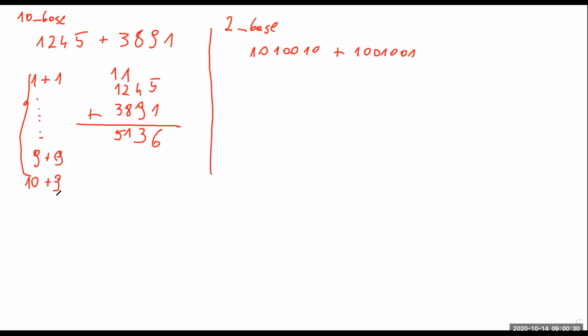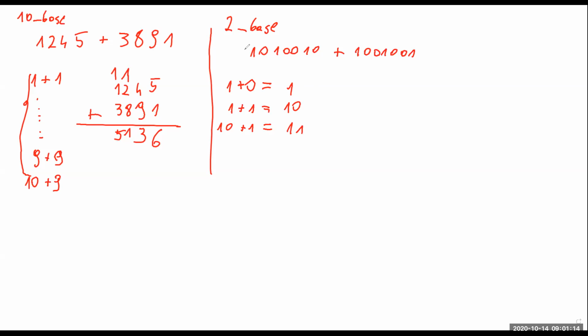To calculate it properly, here I have to know how much is 1 plus 0, how much is 1 plus 1, and how much is 1, 0 plus 1. So it's enough. 1 plus 0 is obvious, it's 1, of course. How much is 1 plus 1? It's 1, 0. In decimal, it's 2. And how much is 1, 0 plus 1? It's 1, 1, so it's 3.